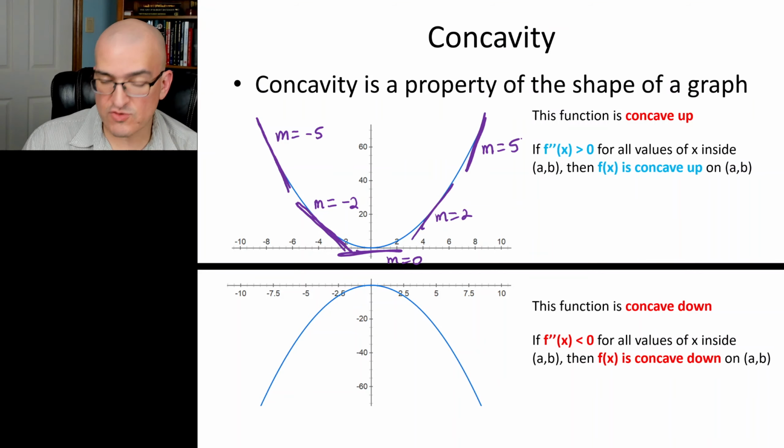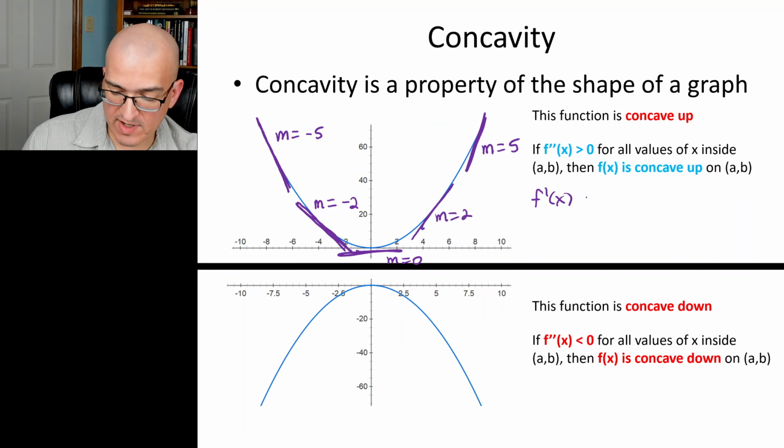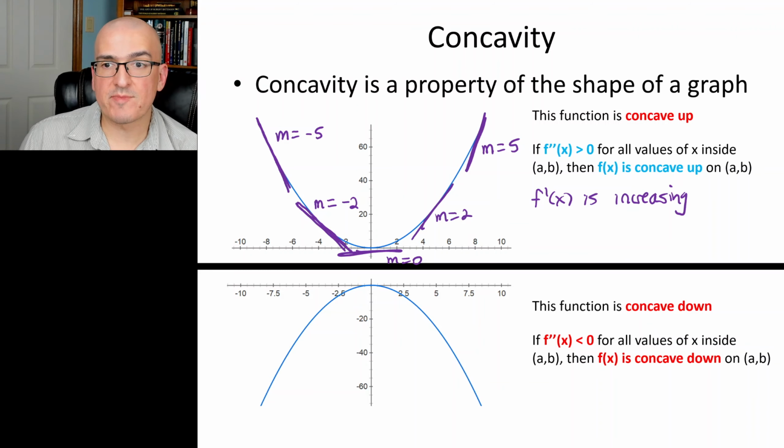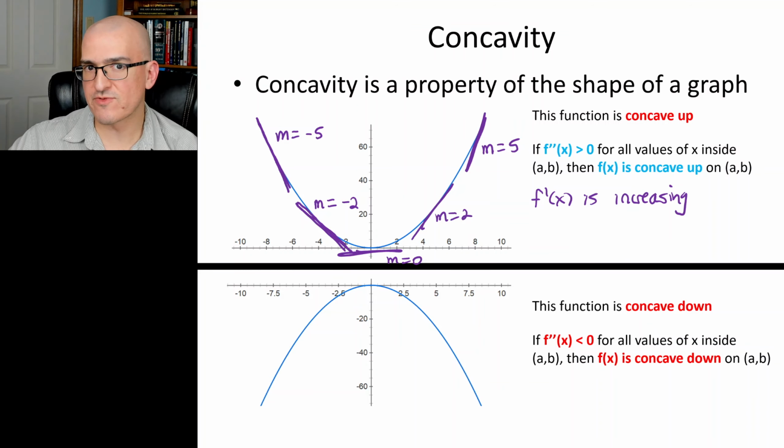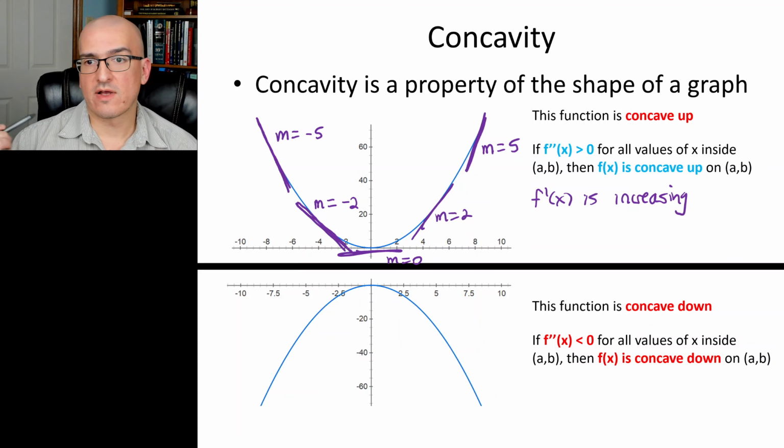and notice that the derivative, or the slopes of these tangent lines, is increasing as we go from the left to the right. The slope of a tangent line comes from the derivative, so this means f prime of x is increasing. If f prime of x is increasing, that means that f prime of x has a positive derivative, and the derivative of f prime is f double prime. So the takeaway is whenever a function has this shape like a bowl facing up, its second derivative is going to be positive in that region.